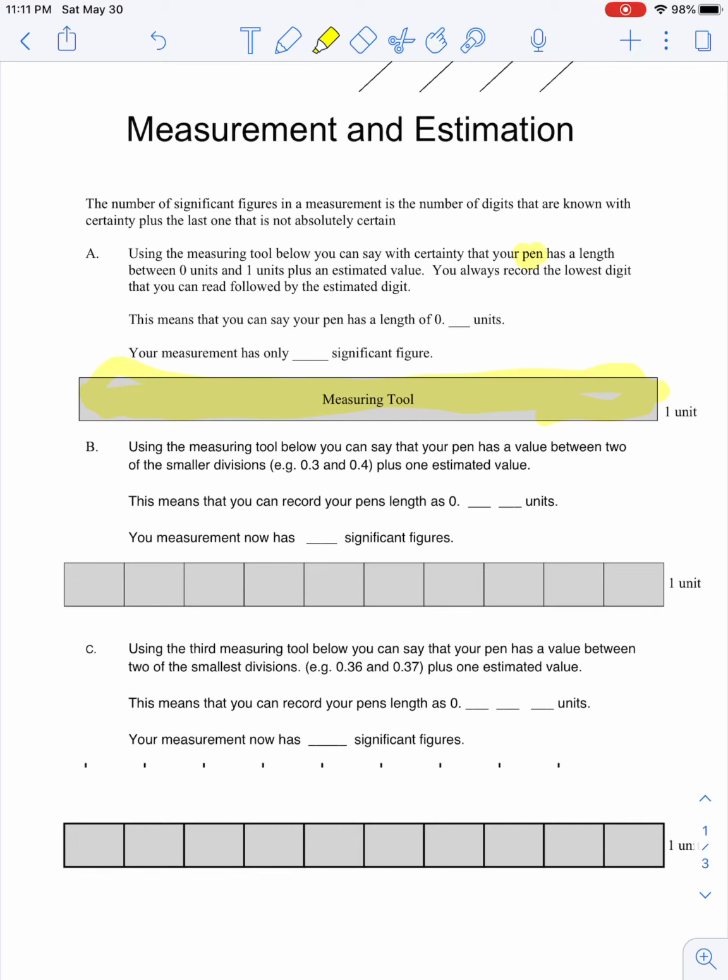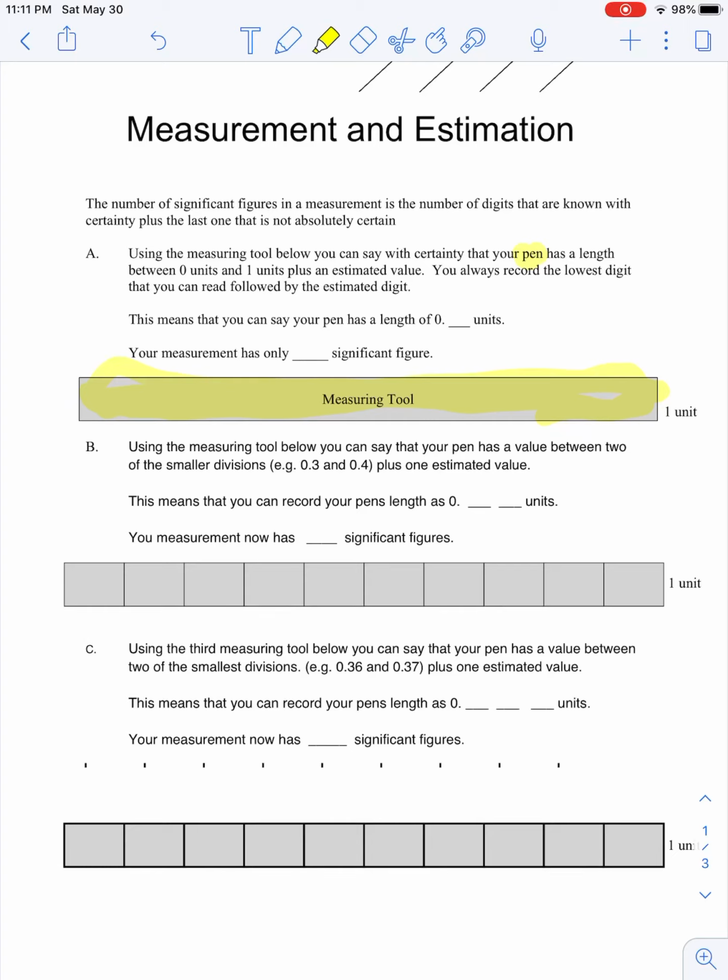So when you're measuring something, the significant figures is the number of digits that are known with certainty plus the last one that is not absolutely certain. You're always going to be estimating that last unit. So if we look at this measuring tool and you take your pinky finger and line it up to the knuckle, you know for certain it is less than 1 unit long. Hoping yours is. Mine certainly is. It's less than 1 unit. So the 0 point, and then we're going to estimate where that knuckle lands.